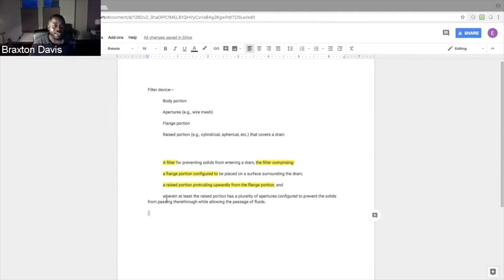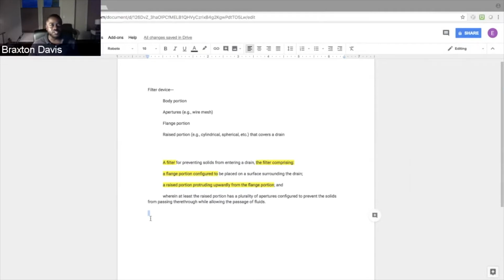Now, while I think the device will operate better if it has apertures throughout the entire filter, based on its structure, I think as long as you provide apertures to the raised portion, then it will function to filter. It won't filter as well, but it still will filter. Whereas vice versa, if you have a solid raised portion with no apertures and you put the apertures in the flange portion, it probably won't work at all, right? Because you will have the solid portion essentially covering the drain.